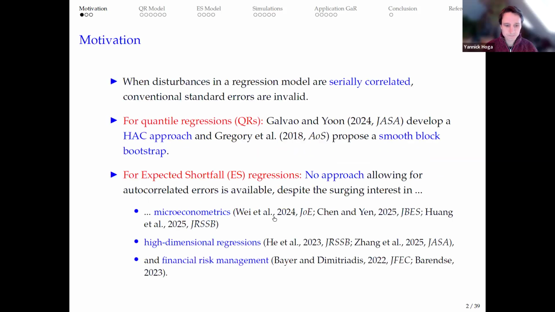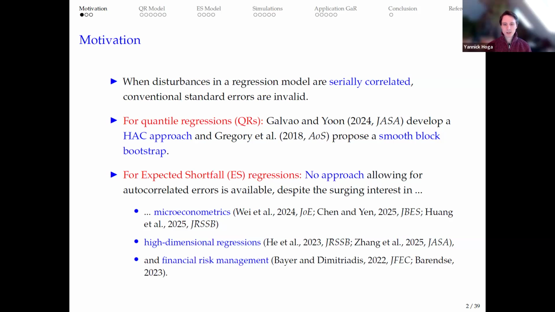And initially, the interest in the expected shortfall came from financial risk management, and there continues to be strong interest in that literature in expected shortfall regressions. However, also in the microeconometric literature, there are now lots of papers doing work on expected shortfall regressions. High-dimensional regressions have also been developed for these types of regressions. So in a nutshell, lots of interest because of this nice interpretation of the expected shortfall as a tail mean, which is informative on the tail of the outcome.